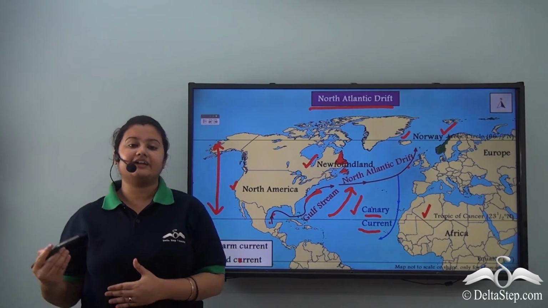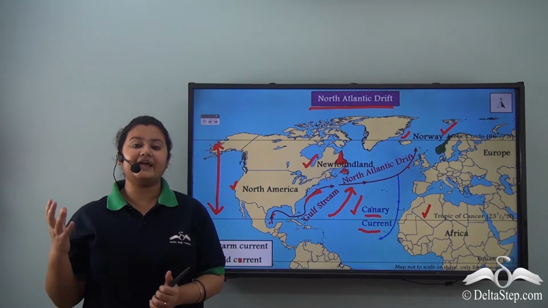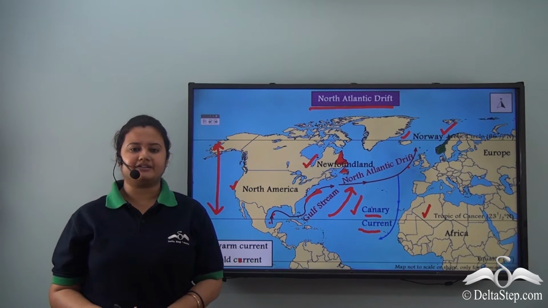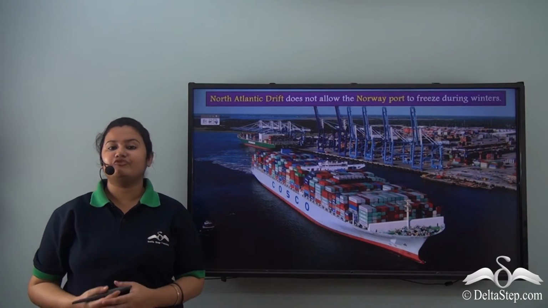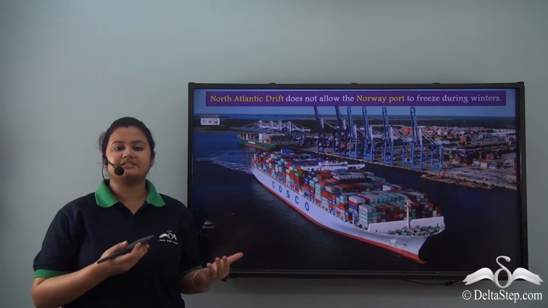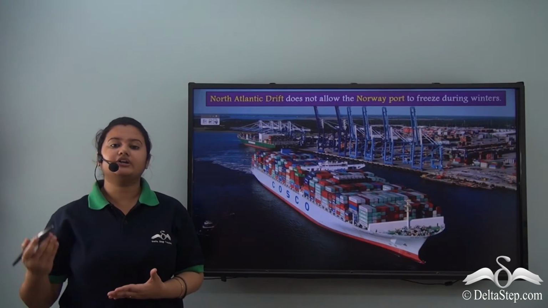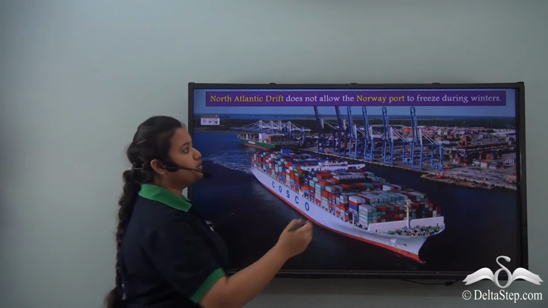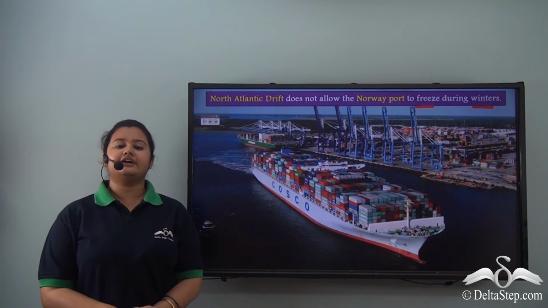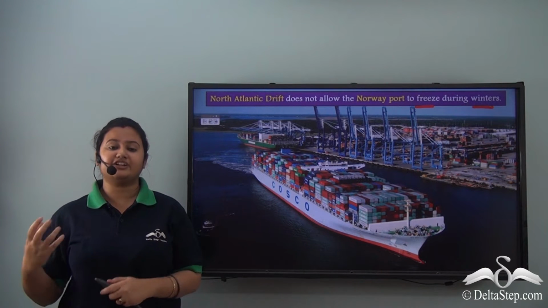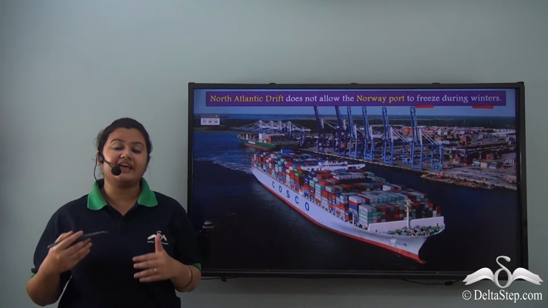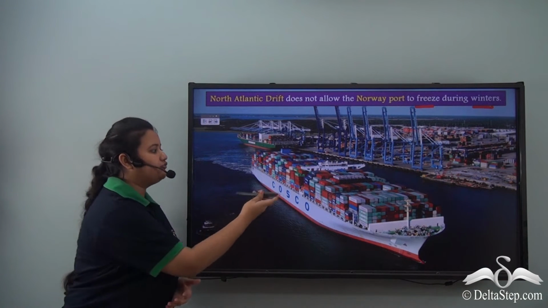Now, when the North Atlantic Drift flows towards the country of Norway, it has a very significant impact on that country. We will study about that impact. As I have mentioned earlier, North Atlantic Drift being a warm current, when it flows towards the country of Norway, it does not allow the port of Norway to freeze even during winters. So, under the influence of the warm North Atlantic Drift, the port of Norway remains ice-free even during winters, and therefore the port is navigable for the ships.